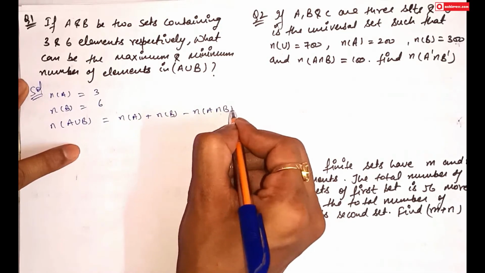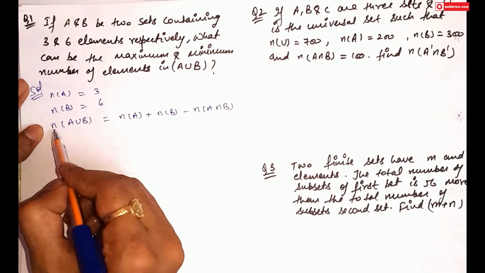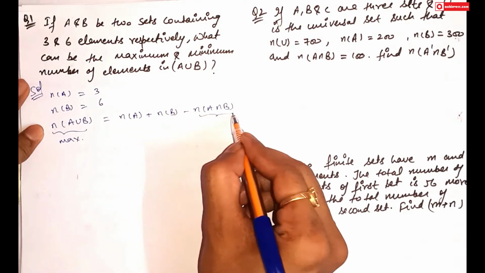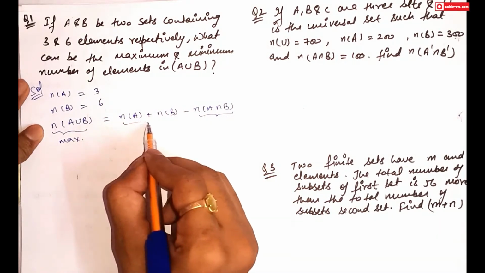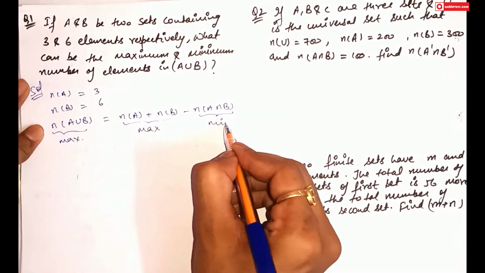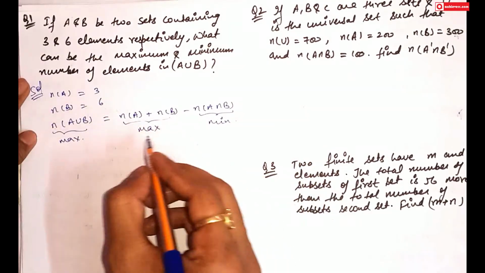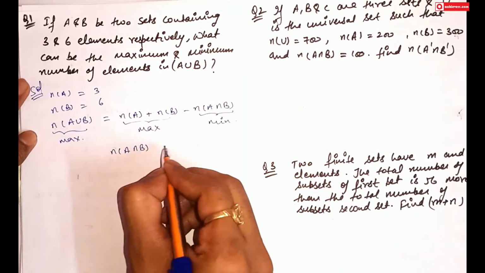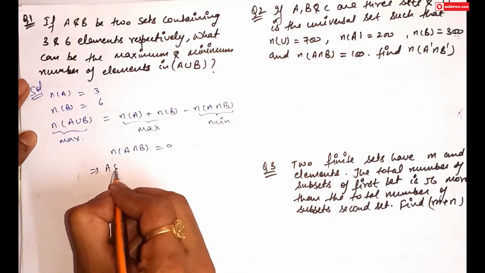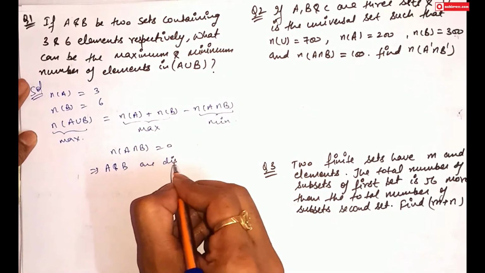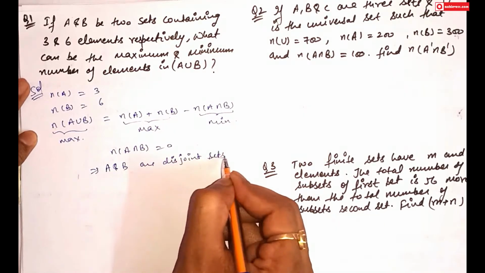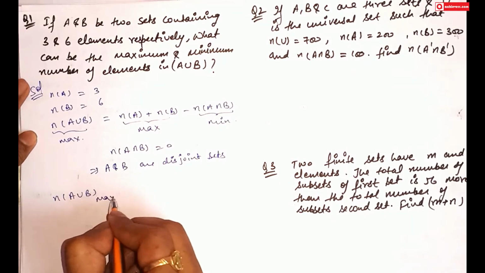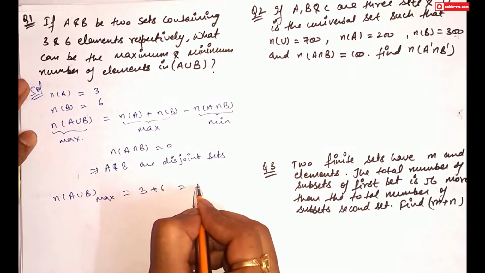So to maximize this result, we have to minimize this quantity. Then only the result will be maximum. So we can take n of A intersection B as 0. That means A and B are disjoint sets. So this is possible. Hence the maximum of n of A union B will be 3 plus 6, that is equal to 9.